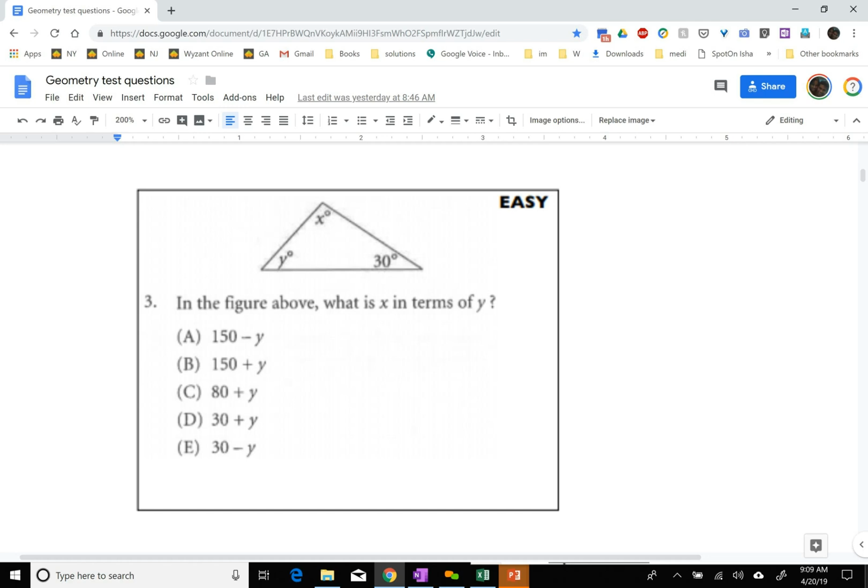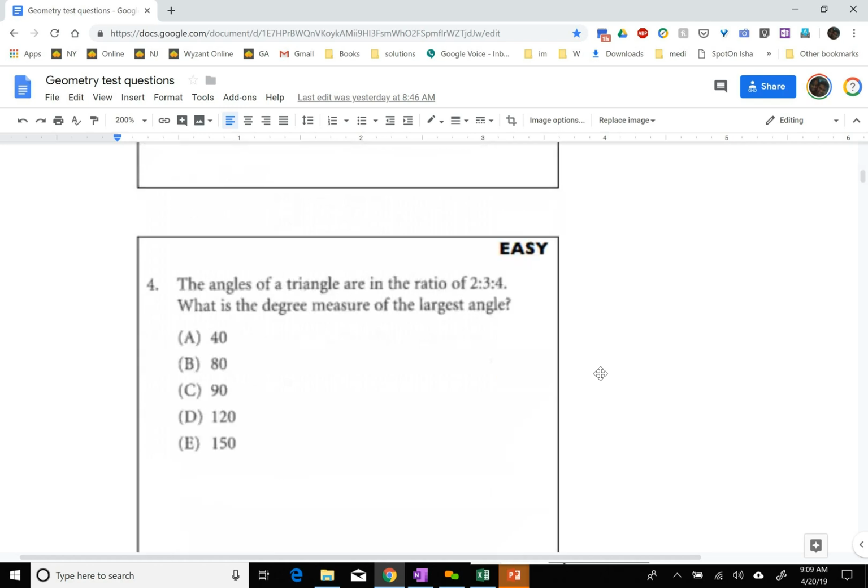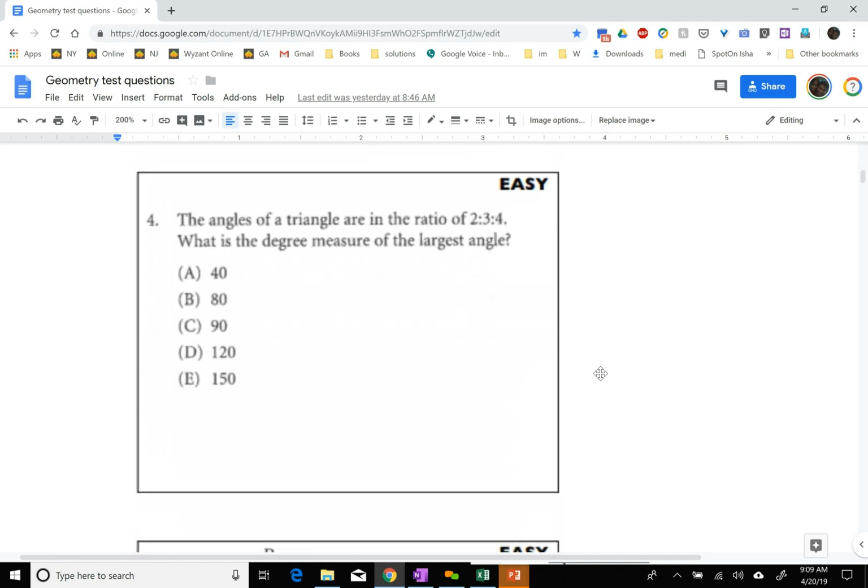It's A. A? Yes, A is right. Good. This one, number 4. Areas of triangle.